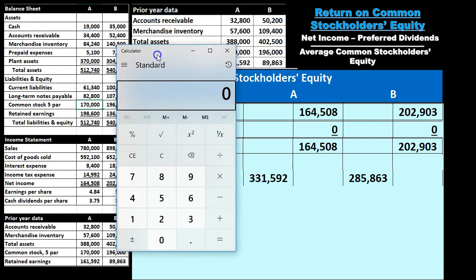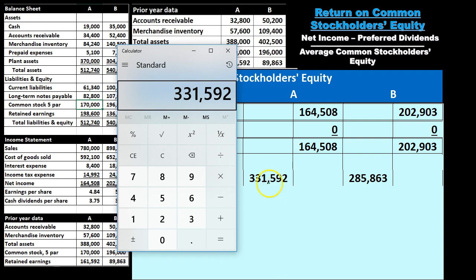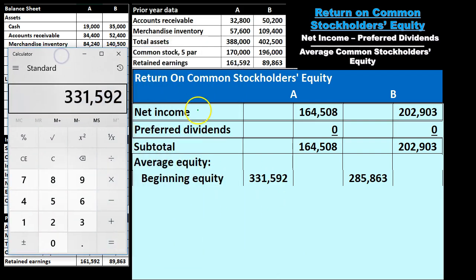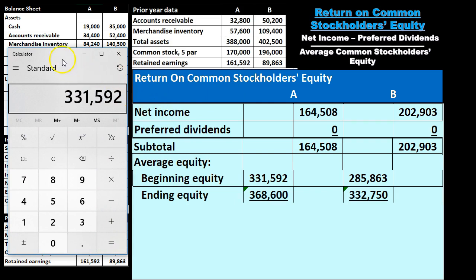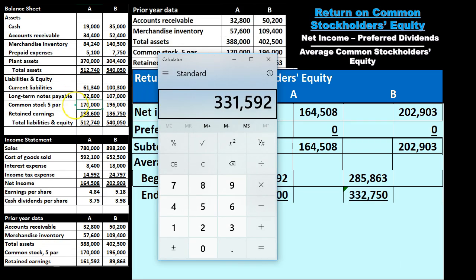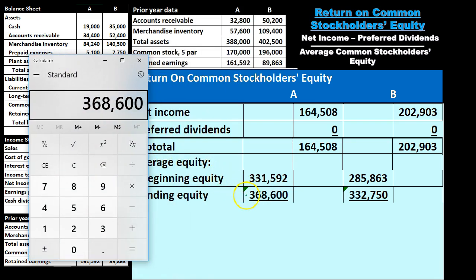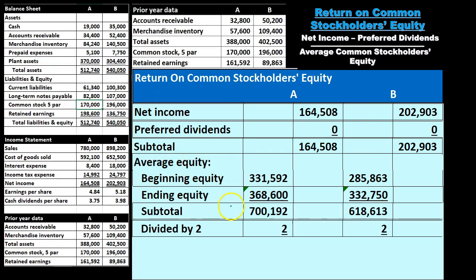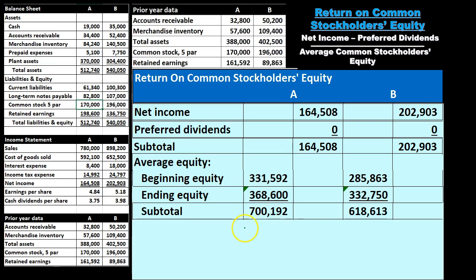That's going to be, in our case, the common stock, the 170,000 plus the 161,592 for A. That'll give us our 331,592. Then we're going to pick up the ending equity. That's going to be on our current financial statements. Here's our ending equity, which is going to be the 170,000 plus the 198,600. That's, for A, the 368,600. Then we're going to add those two together. We add those two together, we get the 700,192.